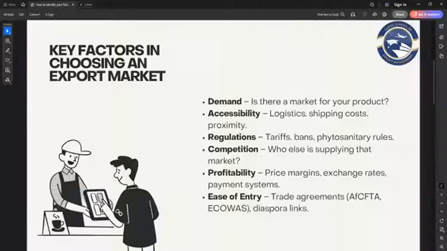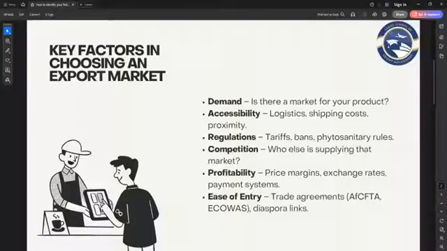Is it a finished product? Is it a raw material? Is it a semi-processed product? Is it something like livestock, meat, fish, or a food product? Is it something you produced or manufactured yourself for export? So you want to look at that product. Is there a demand for it out there? One of the ways to tell if there is a demand for your product out there is to see that there is a demand for it even right here in Nigeria, in the country.